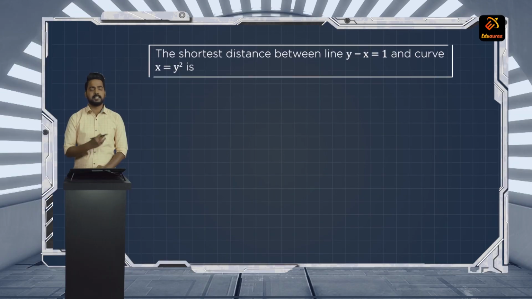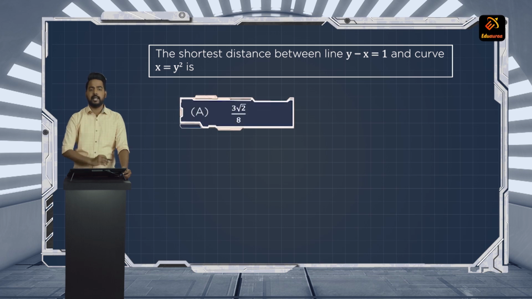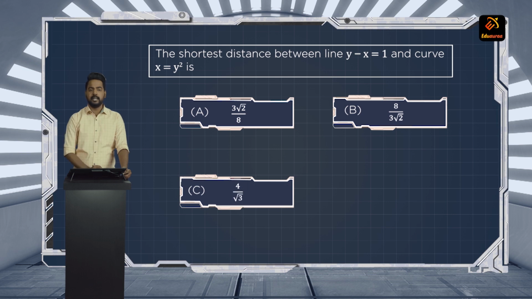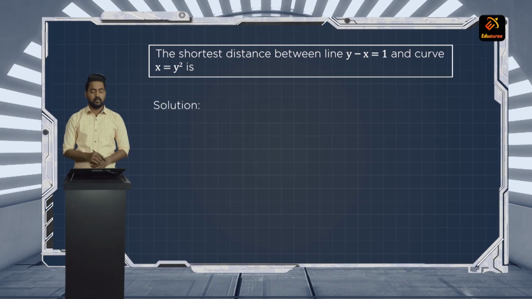The shortest distance between the line y minus x equal to 1 and the curve x equal to y square is, and the options are A 3 root 2 upon 8, B 8 upon 3 root 2, C 4 upon root 3 and D root 3 upon 4. This question came in JEE 2011-2009. Now the curve x square equal to y, it means y square equal to x.